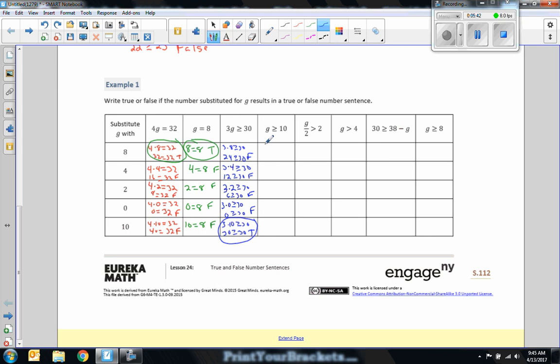Alright, so now I'm just going to continue doing this, and now I'm plugging 8 in for G. 8 greater than or equal to 10. False. 4 greater than or equal to 10. False. 2 greater than or equal to 10. False. 0 greater than or equal to 10. False. 10 greater than or equal to 10. That is true.